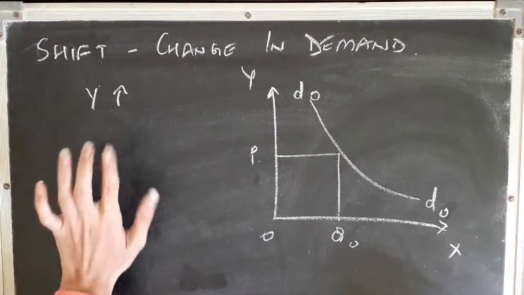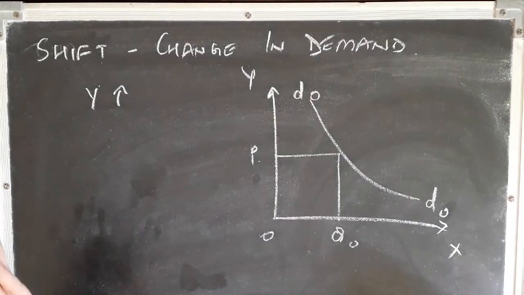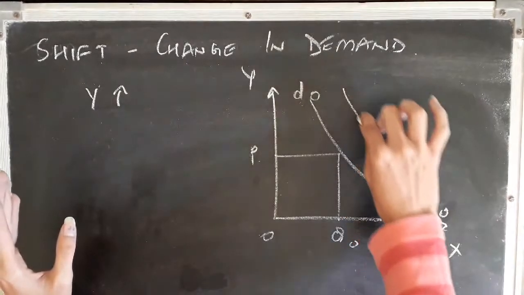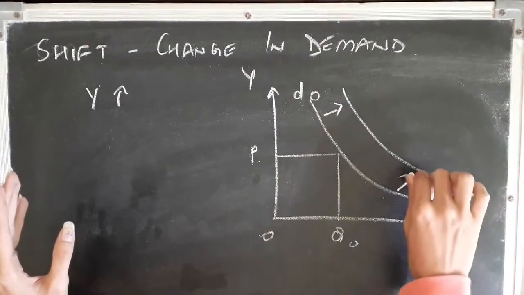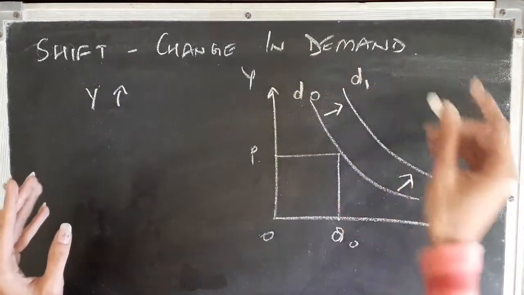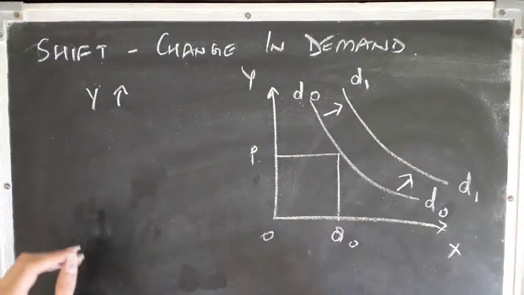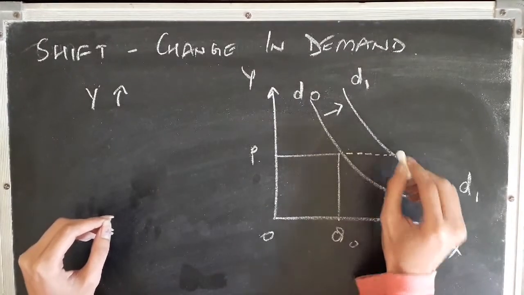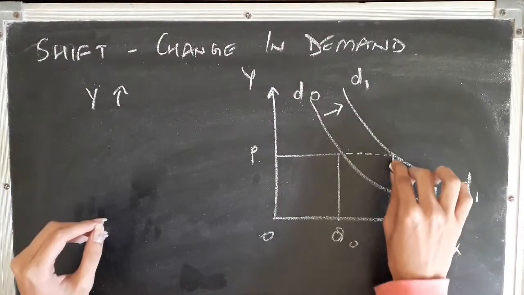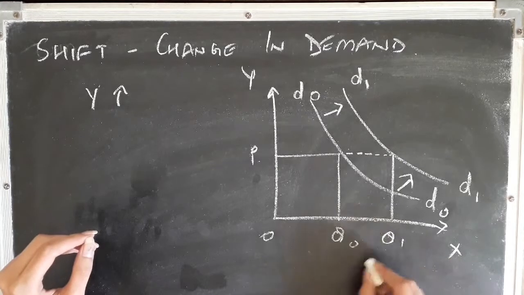It is just the income that has increased. So what will happen? The demand curve will shift to the right. There will be a shift of the demand curve and we will reach a new demand curve D1. Note that the price of the commodity is remaining constant. It is just the quantity that has increased and reached Q1.